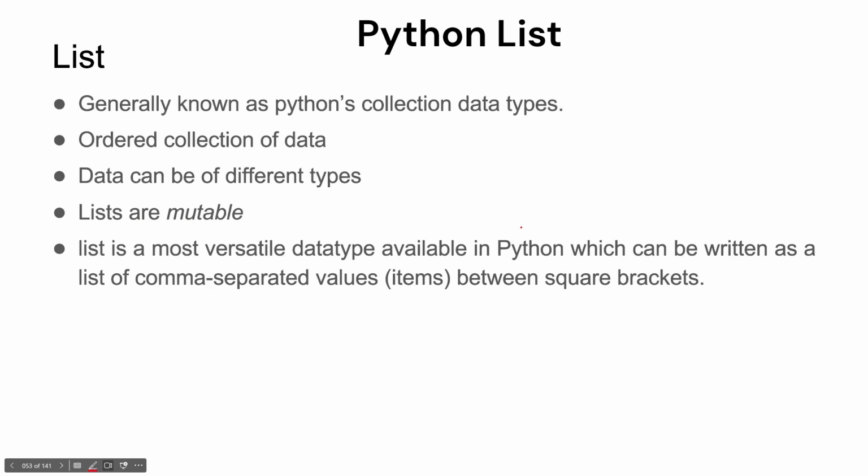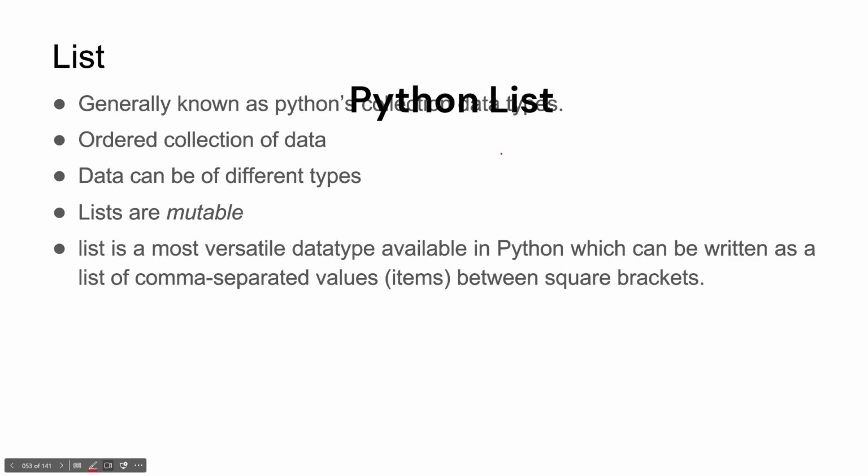Starting list, right? So list is just like an array, but we can't say array here. In Python, list and array are different. Arrays are defined in a library known as NumPy. List is a core data type, arrays are not a core data type.